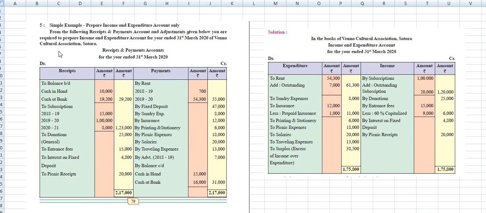Hi students, this is the fifth problem from the not-for-profit organization. The first problem is to prepare an income and expenditure account only, from the following receipts and payment account.